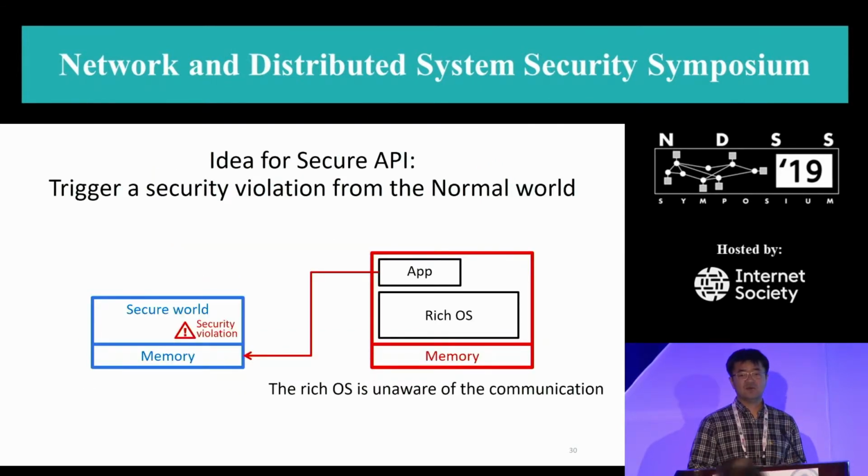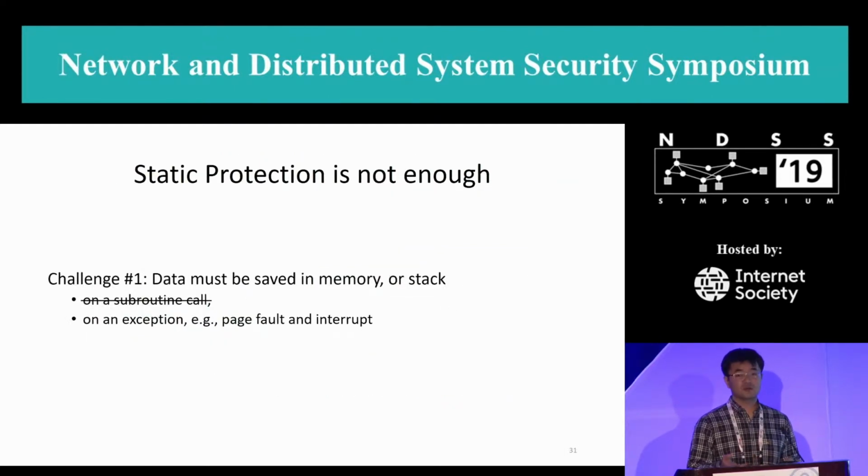Security violation happens when the normal world accesses secure world memory. So when a normal world application accesses secure world memory, an exception about the security violation happens in the secure world, so that the application and the secure world can communicate directly, bypassing the operating system. Using ARM TrustZone, this secure API, and the compiler call site protection, we could protect sensitive data on a function call. However, the problem is an exception.